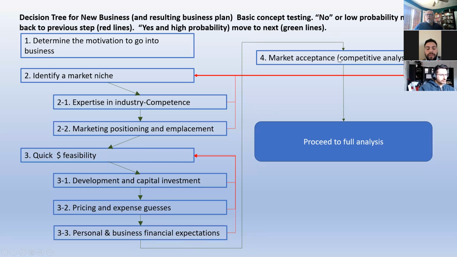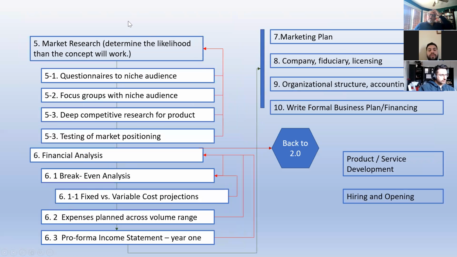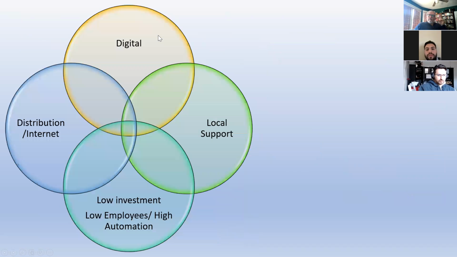Then you go up to market acceptance. And then when we go to market acceptance, it takes us into market research. And this is what we're going to talk about today, is how do you really verify? So you've gone through, but before I do that, we're going to put through a couple of other slides.